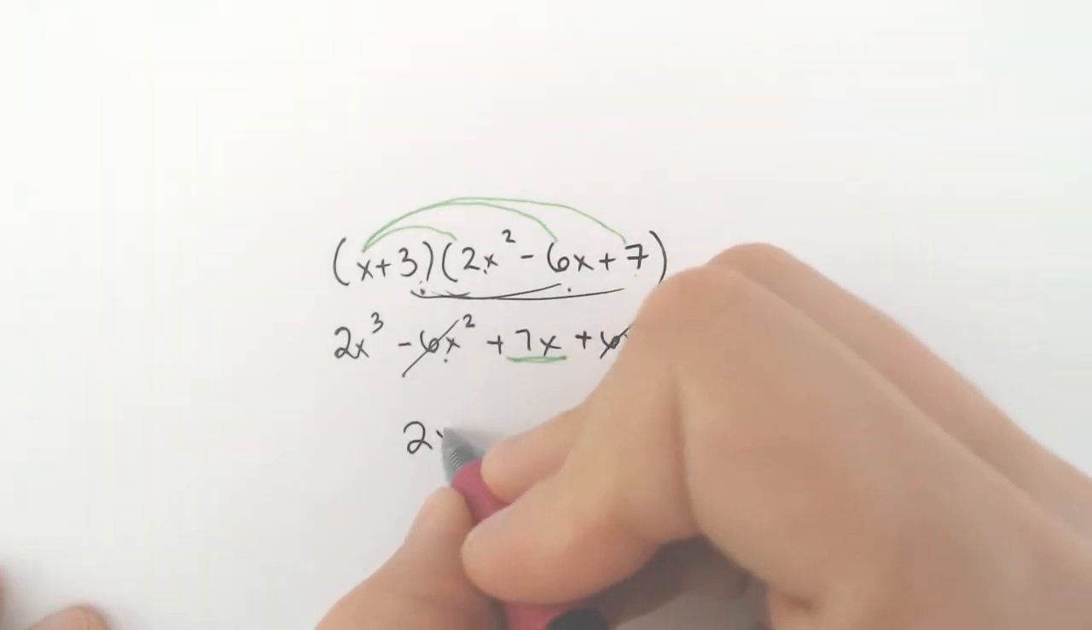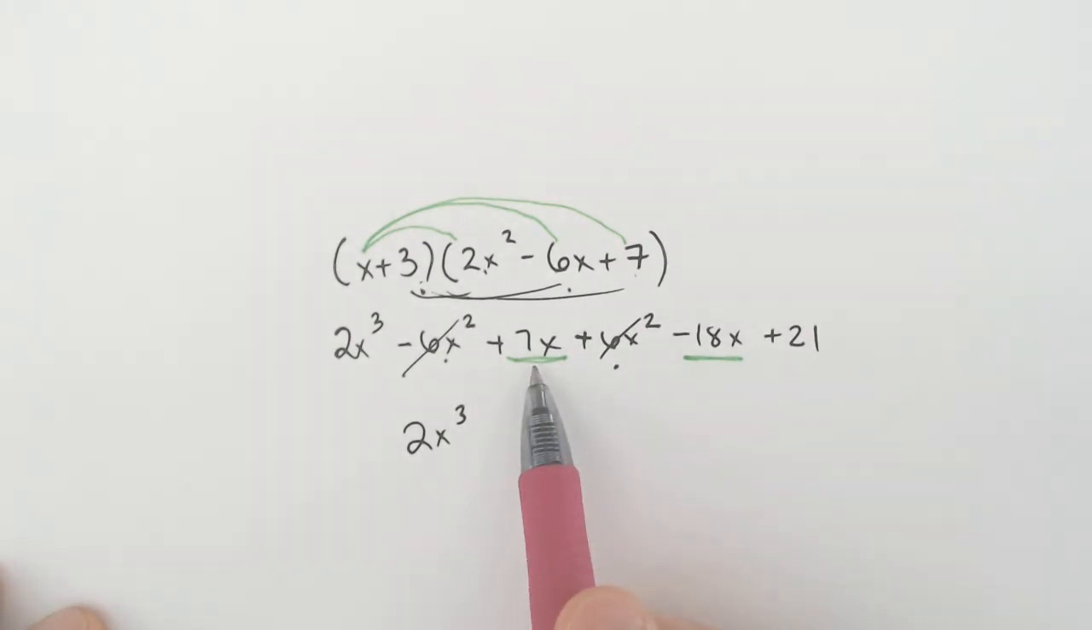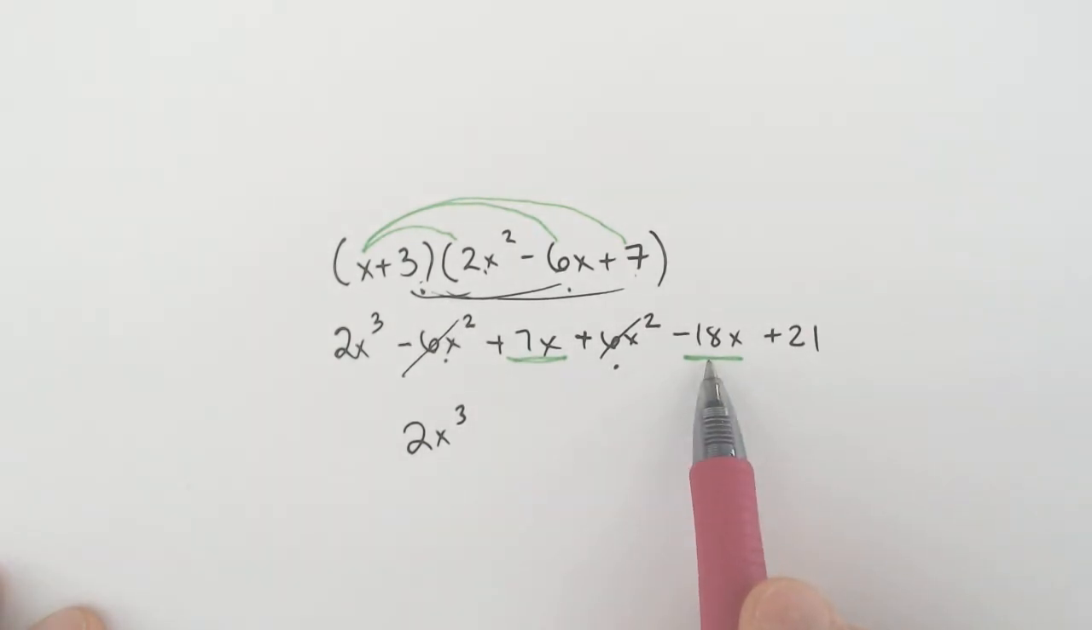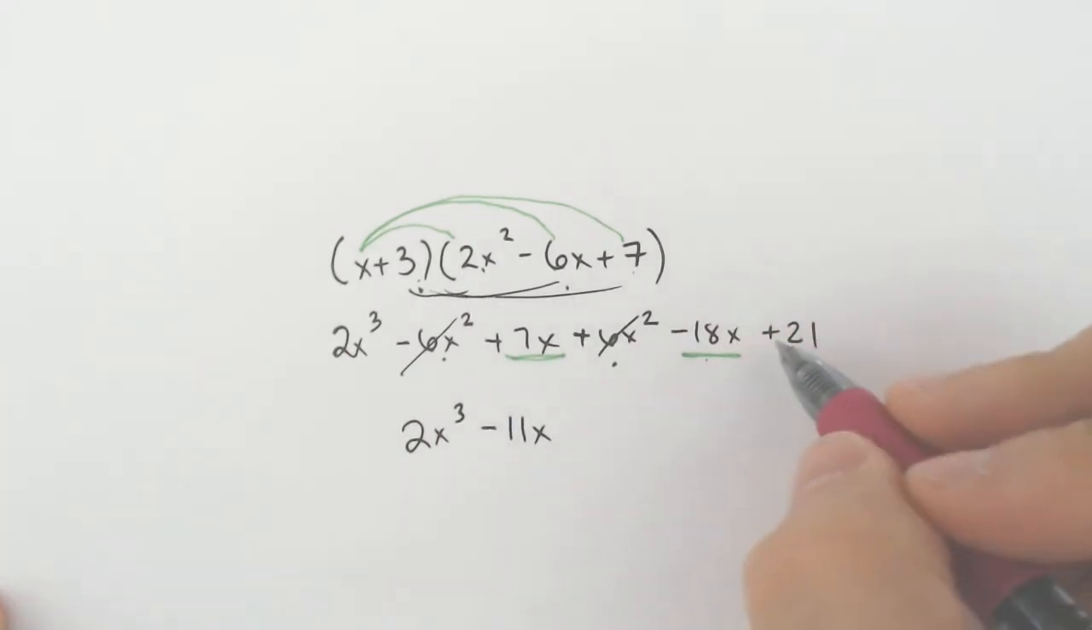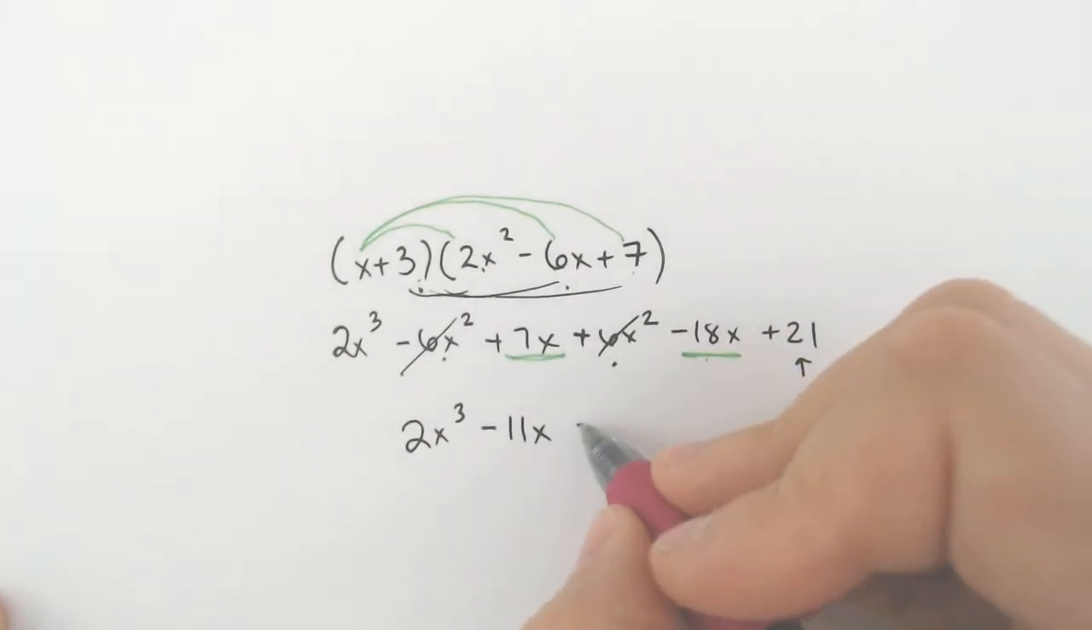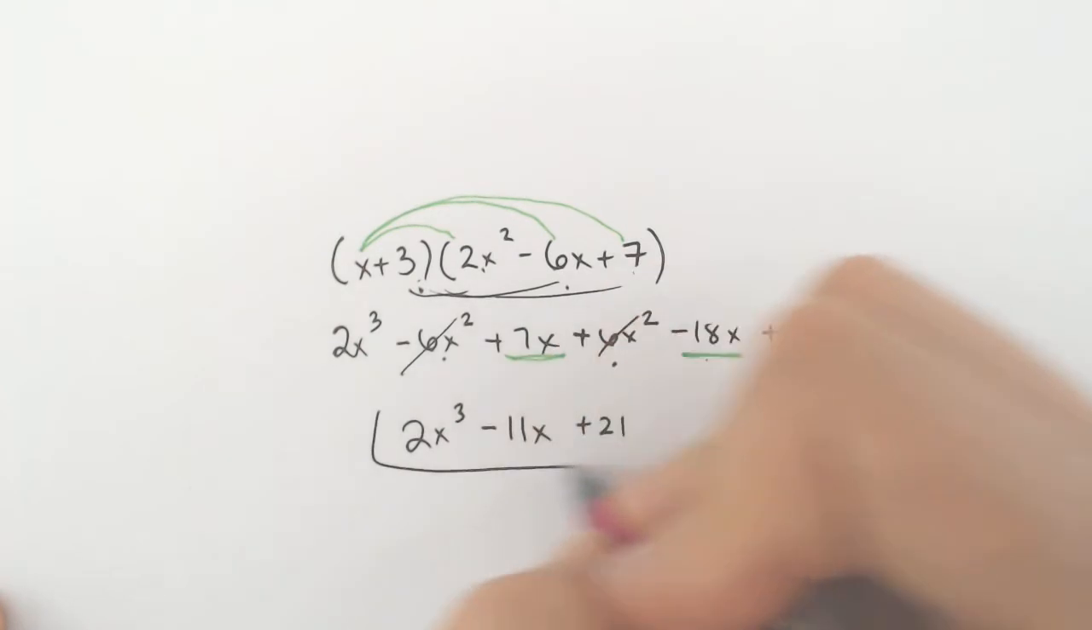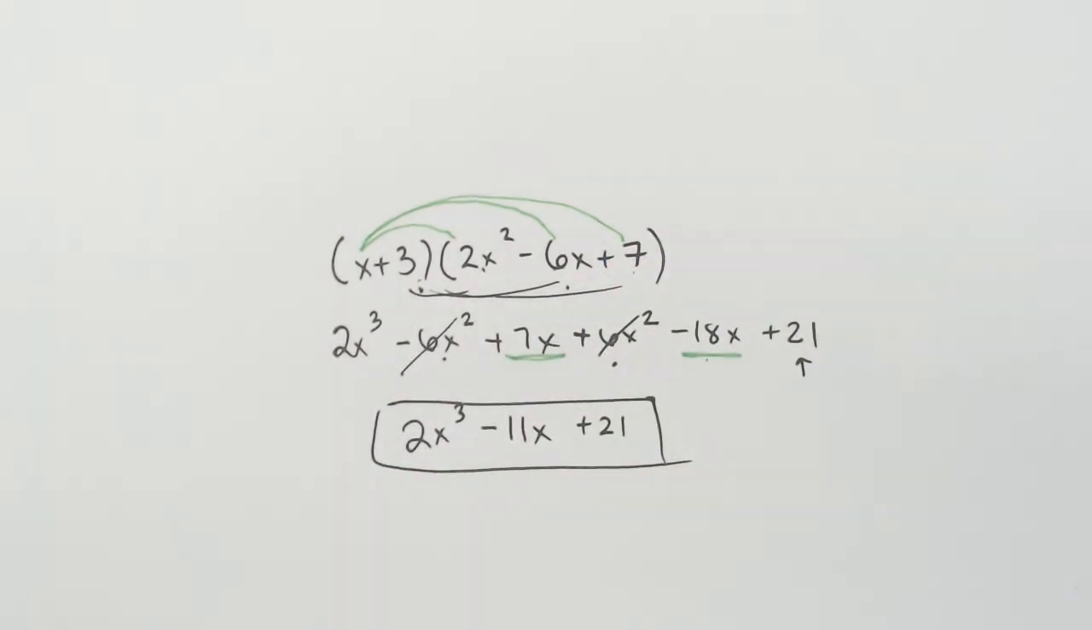So I'm going to write 2x to the third. Then I'm going to write 7 and negative 18x combine to make negative 11x. And then I'm going to write my last term, which is 21 in this case. All right. So we got one more. This is an easier one. The next one I'm going to write down is going to be a little longer, but not much harder.